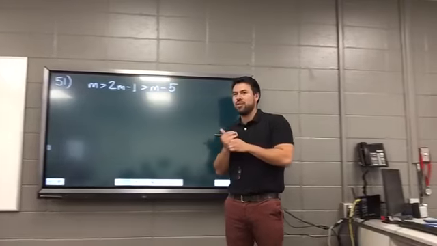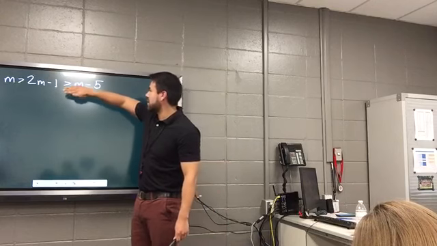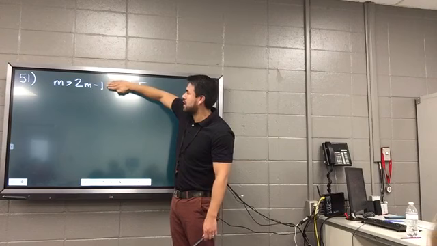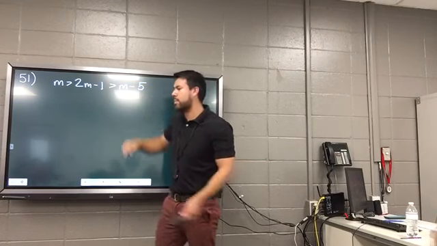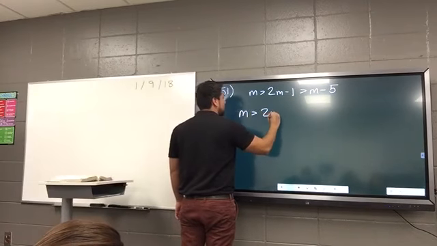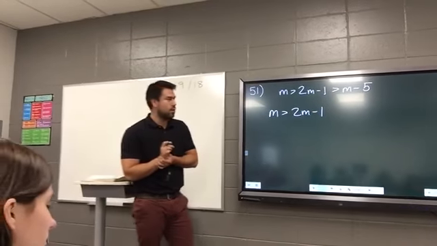Anyone know the first inequality? What do you do with the second inequality symbol and anything after? Block it out. So how would you write that? It says m is greater than 2m minus 1. That's your first inequality.